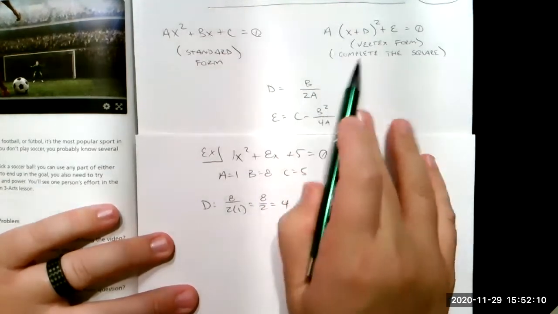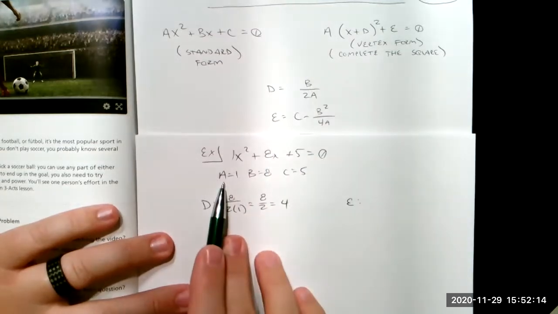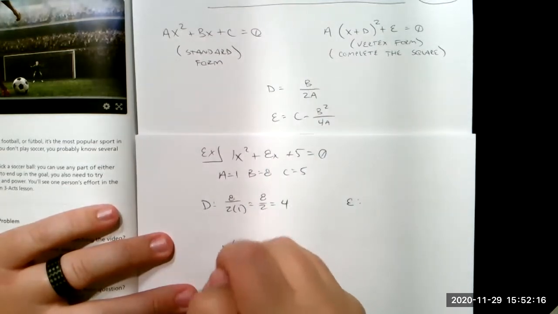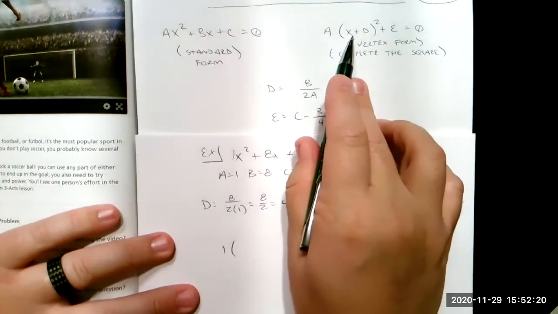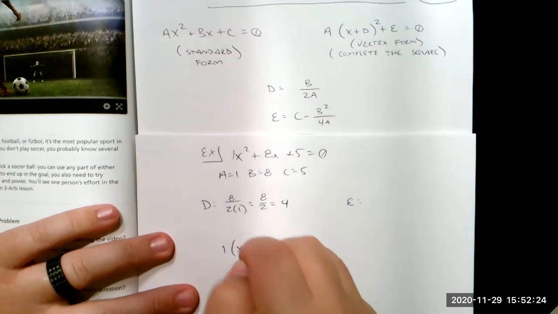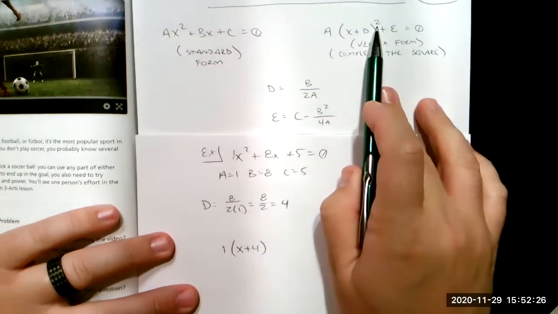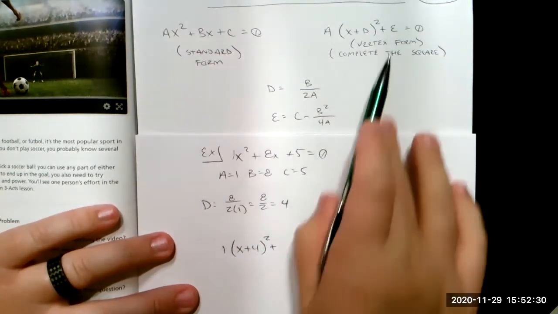So right now, this vertex form is going to be our A value. A is 1, so you could put 1 if you wanted to, but you don't need to have it out there. It's going to be X plus D. In this case, D is 4, so X plus 4, and that's going to be squared. And then we're going to add E.